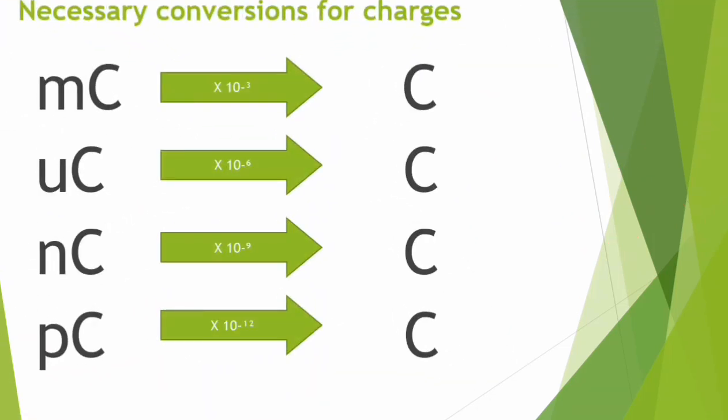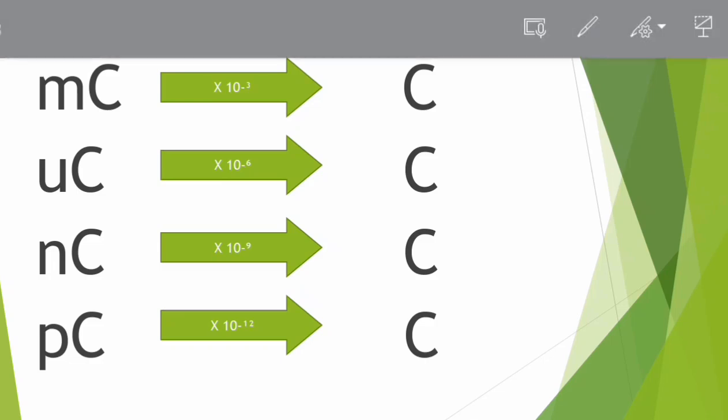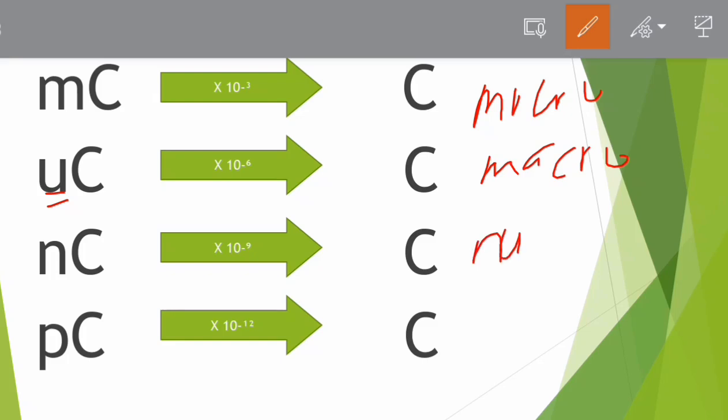And what are the necessary conversions for charges? Now you will know that your charges must always be given in coulombs. But in other cases, they can give you your charges in microcoulomb. So that one we say it's microcoulomb, then this one we say it's millicoulomb, and then this one here we have nanocoulomb, and the last one is picocoulomb. Right. So now if you want microcoulombs to go to coulombs, it's simple.